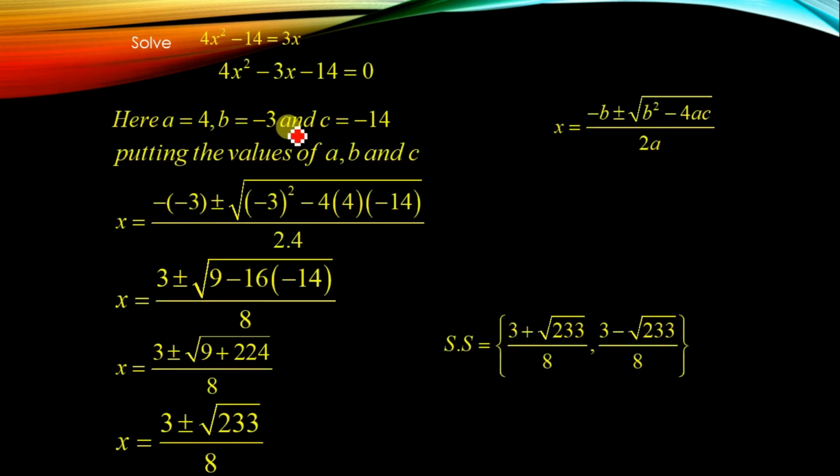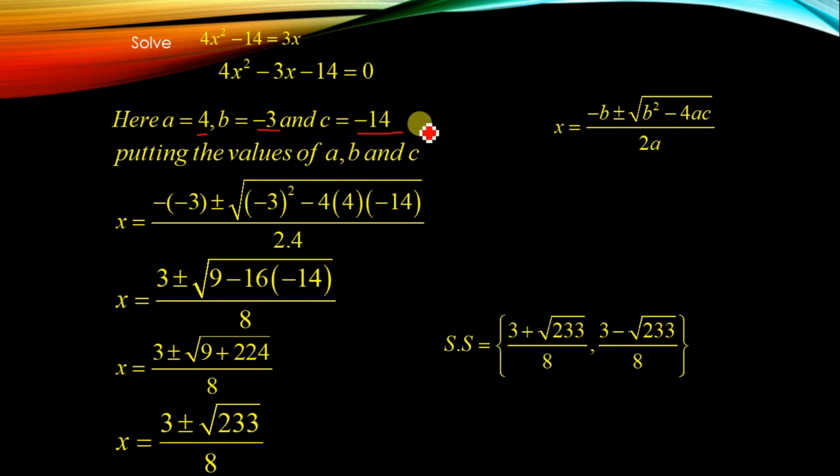One more example, solve 4x square minus 14 is equal to 3x. First of all, I have to convert it into standard form. In standard form, it will become 4x square minus 3x minus 14 equals to 0. On comparing it with standard form ax square plus bx plus c, I have a is equal to 4, b is equal to minus 3 and c is equal to minus 14.